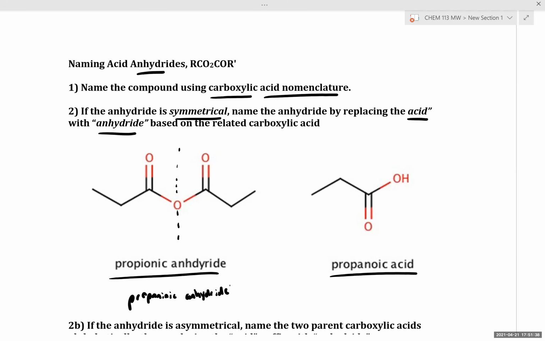Another example that we've seen previously is this compound. Does anyone remember the name for this compound derived from acetic acid? We've seen this in the previous lab when we prepared acetamide. Does anyone remember the name for this compound that I just drew out? Derived from acetic acid, it's acetic anhydride. Anhydride, loss of water. Does this make sense?